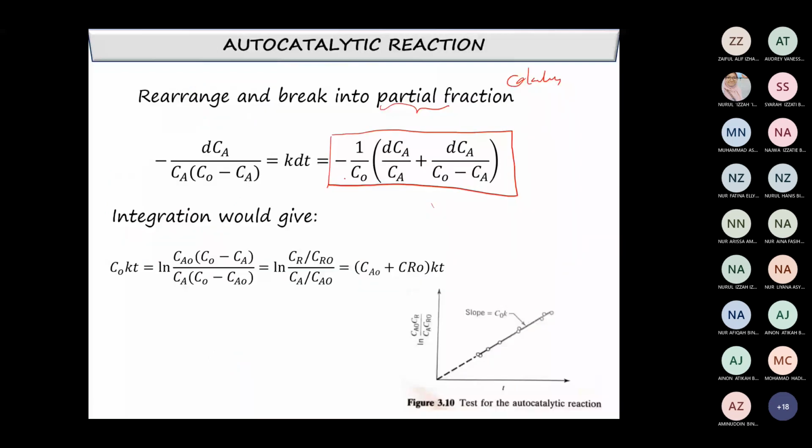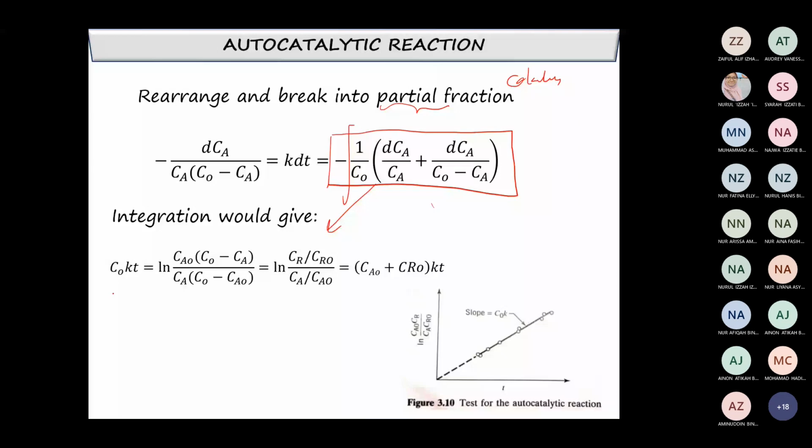Tapi nak integrate ni dia ada special case, dia guna calculus. So at the end dia akan dapat ni lah. Alright, so equation ni sebenarnya hasil daripada after integration. Dia just nak show, remember kalau daripada integration kita boleh construct a graph, which is this one would become X, this one would become Y.